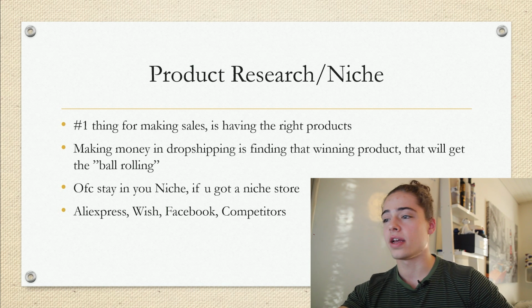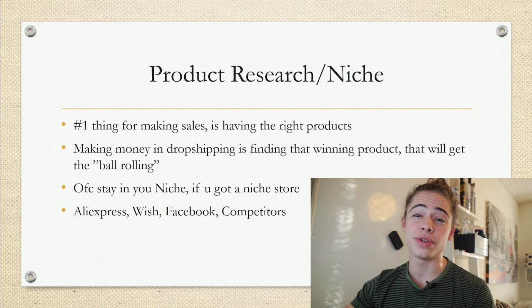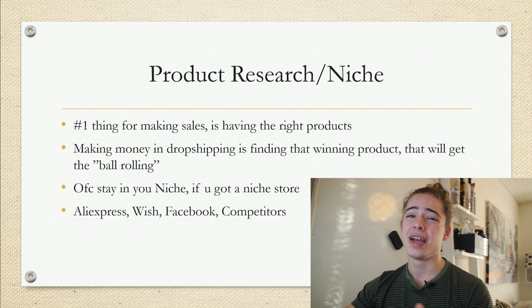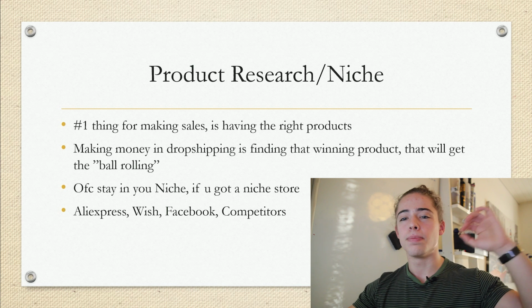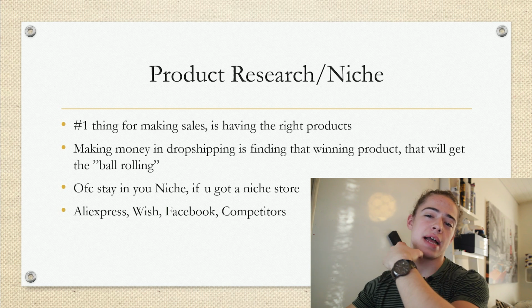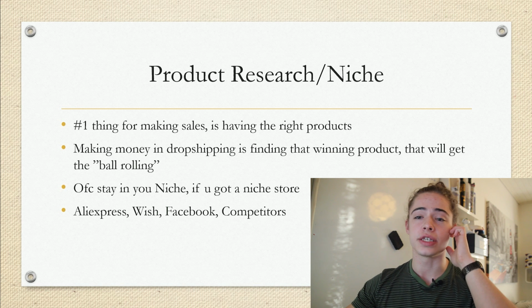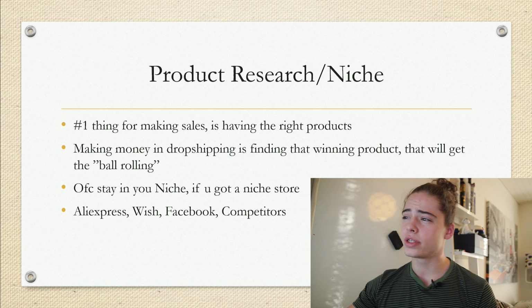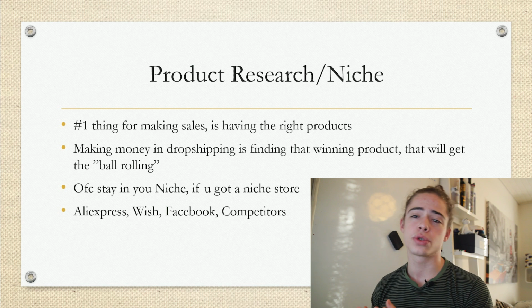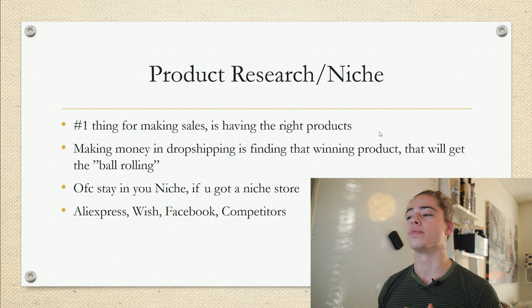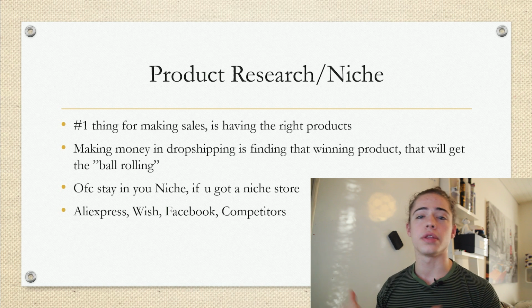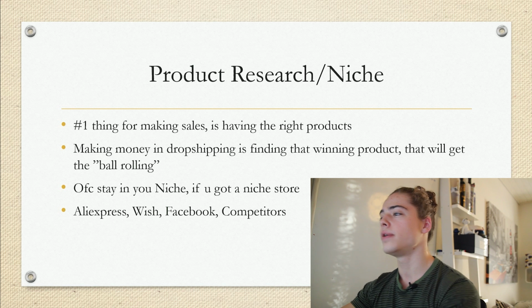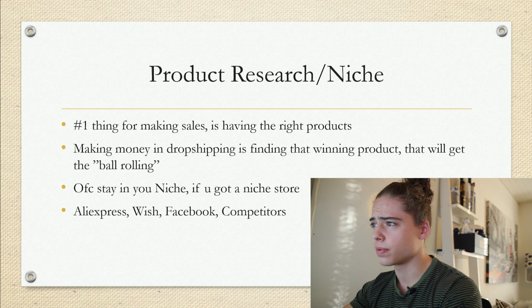Of course, as I have written right here, you need to stay in your niche. If you've got a niche store, it's very bad to go, if you have a pet store, and add some kitchen accessories or kitchen gadgets. So I would really stay in your niche. Maybe you can make a general store. I have a general store. And then you can combine different kinds of products until you find a winning product, and then you can take that winning product and branch out into a niche store. So yeah, that was about that.